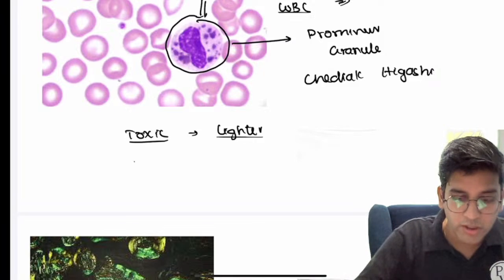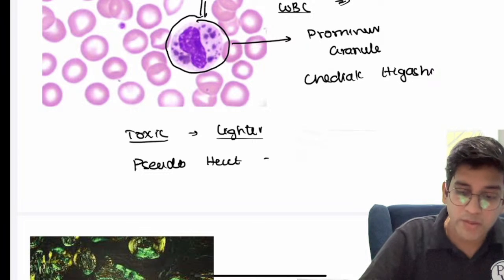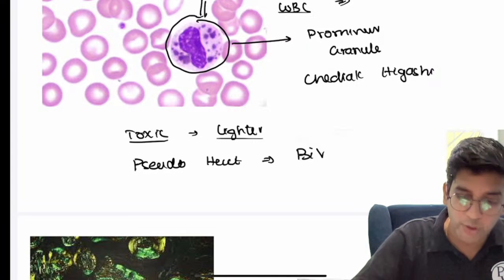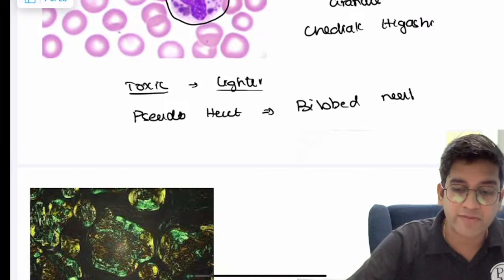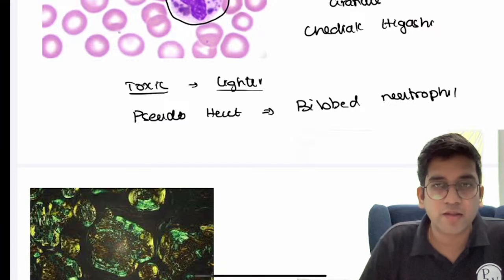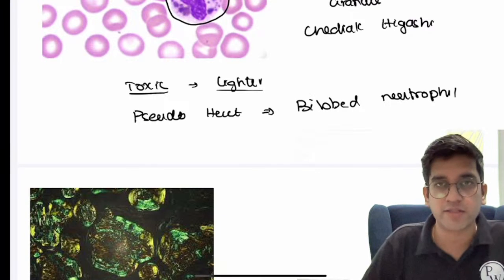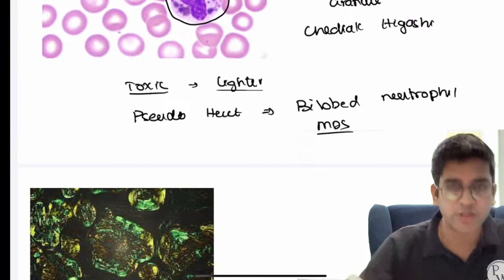Next, someone called out a pseudo-Pelger-Huet cell. I hope that's what you asked for, right? A pseudo-Pelger-Huet cell will just have a bilobed neutrophil. Just a leading question. Tell me in which condition you can have pseudo-Pelger-Huet cells. You can see it? Perfect. I can see it in case of myelodysplastic syndrome.